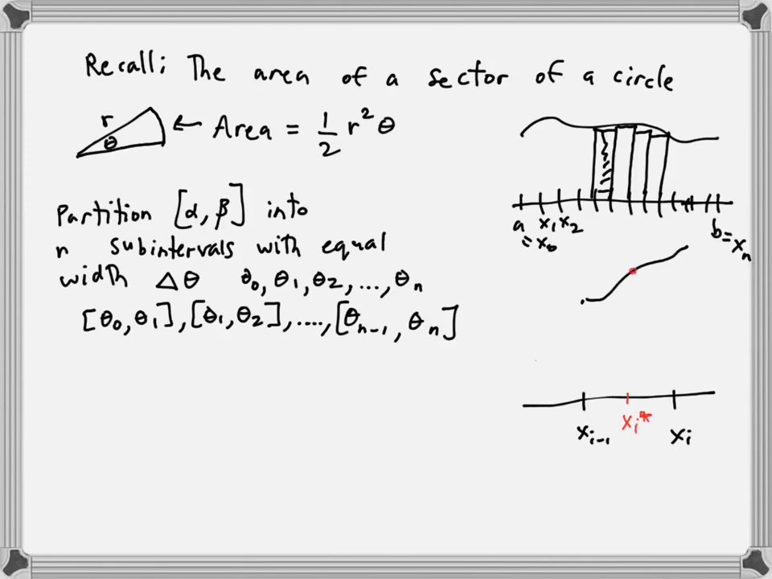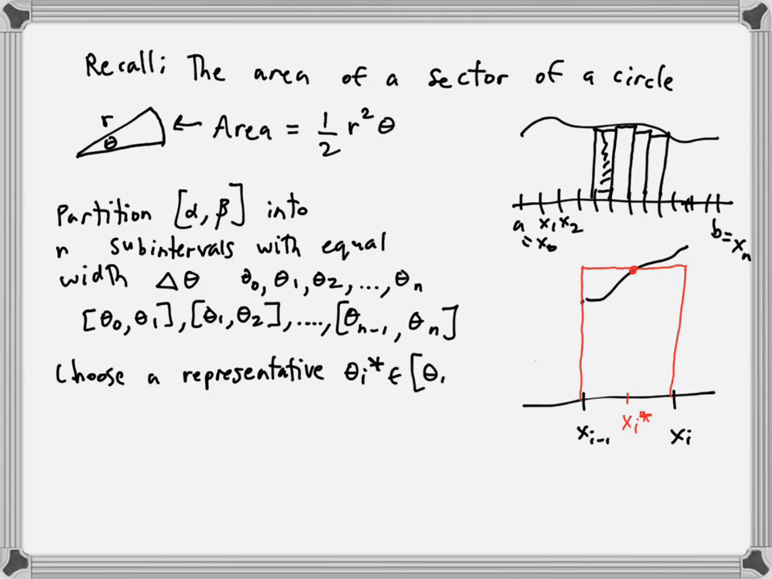And that gives us a point on the curve, and then we use that representative to determine the height. And that is what we pretend that this is a rectangle of that height the entire time. We call that a sample point. So what we're going to do is choose a representative, or you can call it a sample point if you want. We're going to choose a representative theta I star, and that's going to be inside of that subinterval, theta I minus 1 to theta I.